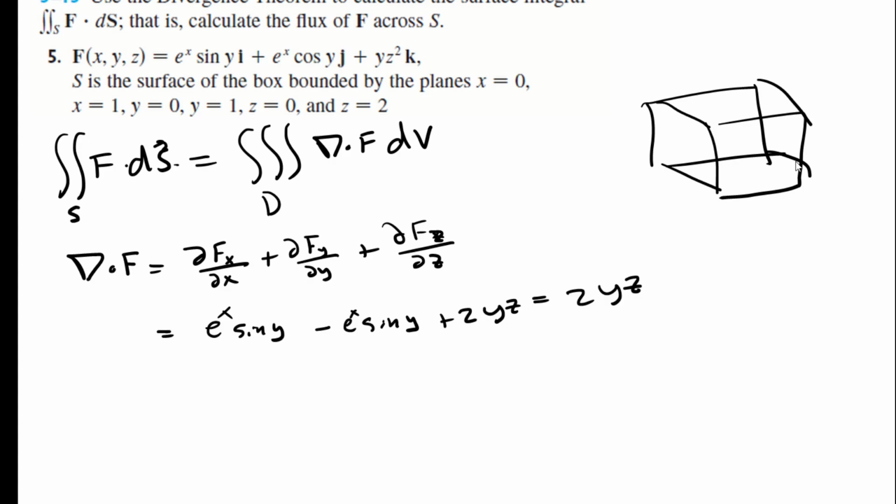So having to do a surface integral over something like this would be a real pain. But here, being able to use the divergence theorem, I can actually do this really simply. So this triple integral, what I'm integrating is 2yz dz dy dx. It doesn't really matter which order I do them in, because z goes from 0 to 2, y goes from 0 to 1, and x goes from 0 to 1.